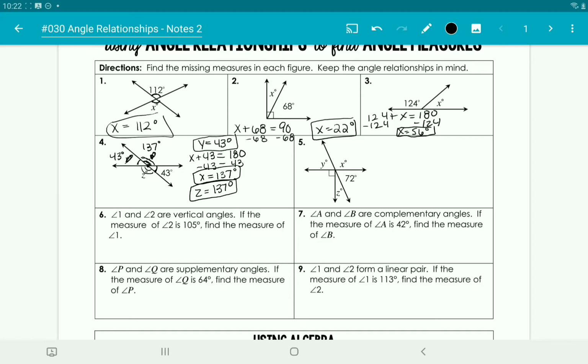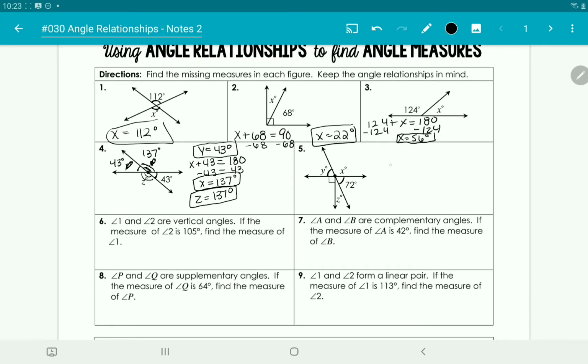So let's look at this one. Y is directly across the vertex from this one. You can see it's directly across. So y is going to be 72 degrees. It's the same.